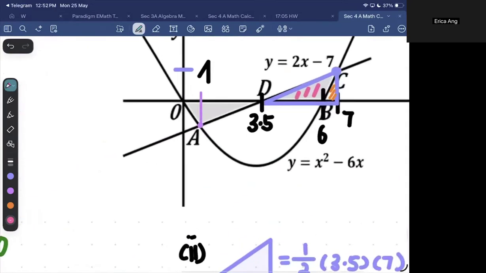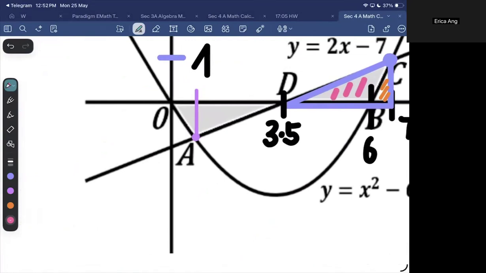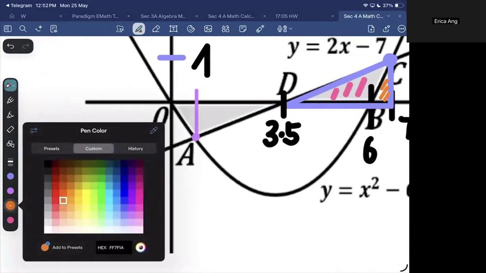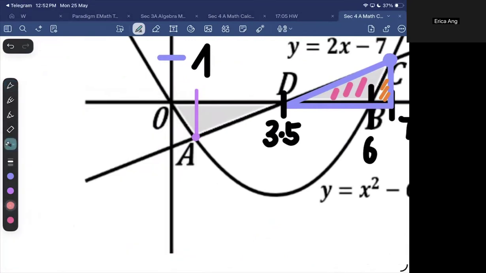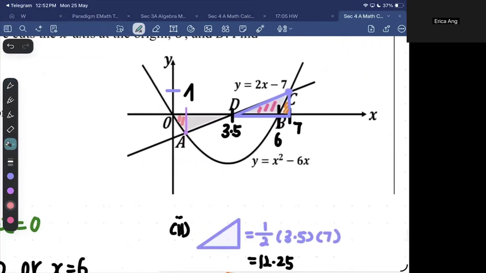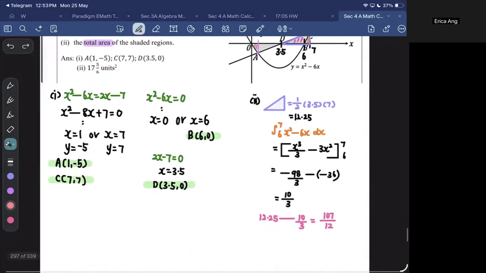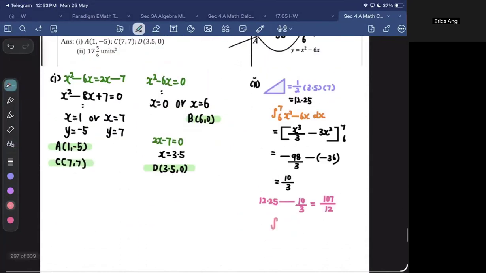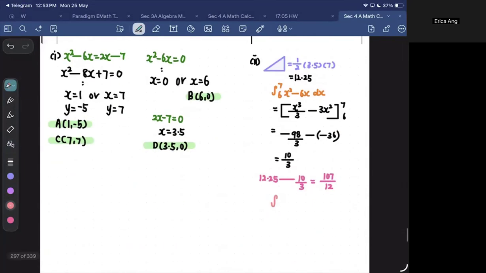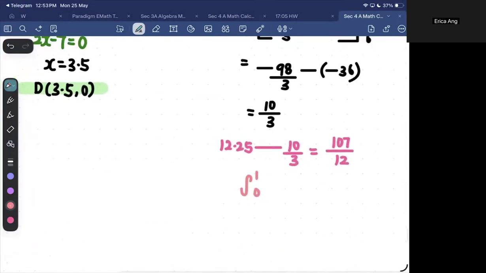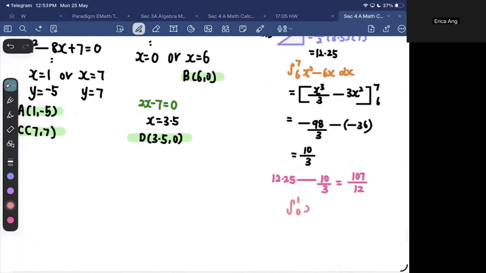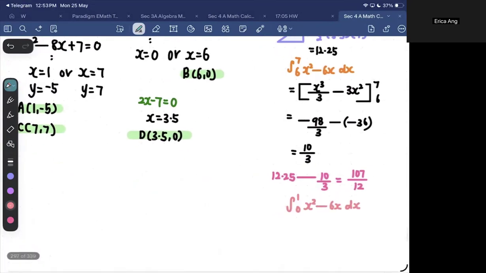Then now I come here. This one here is a bit tricky, because you see this one here, what color have I used? This one is part of the curve. Can you see or not? But this is area above the curve. Okay, so area above the curve, I'm going to integrate as well. Integrate from what to what though? I'm going to integrate from 1 to 0. Integrate the curve x squared minus 6x.